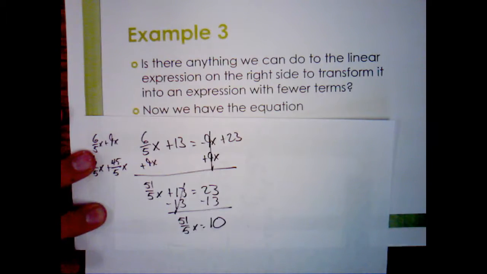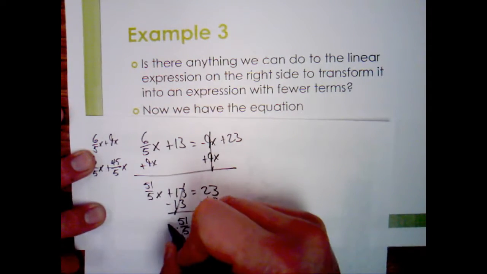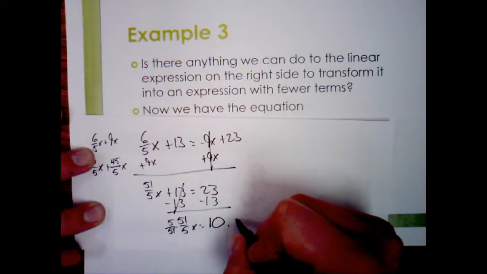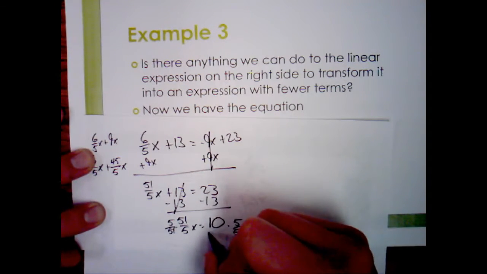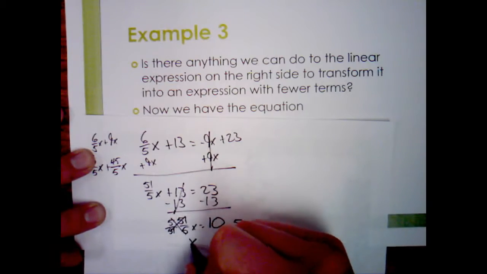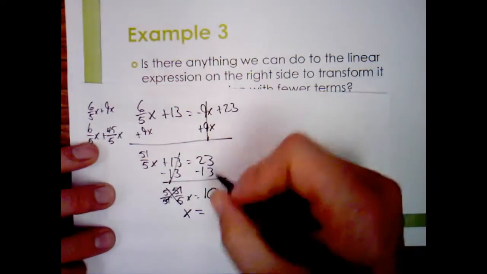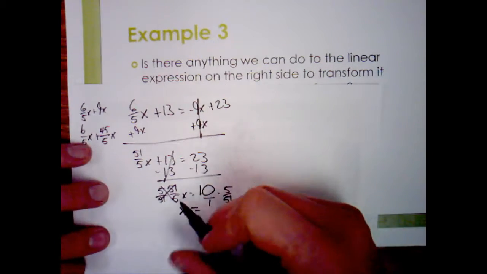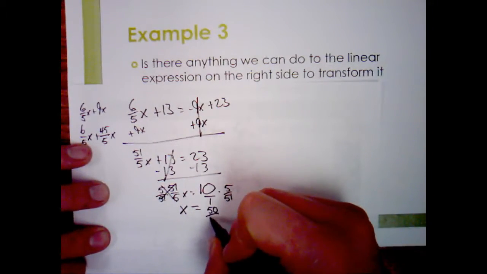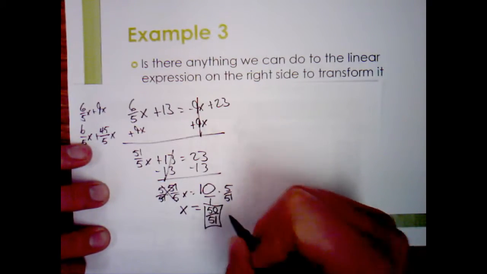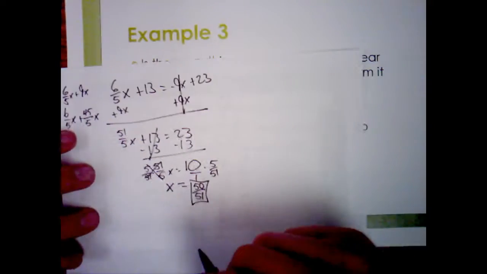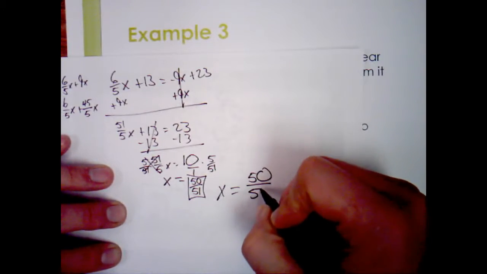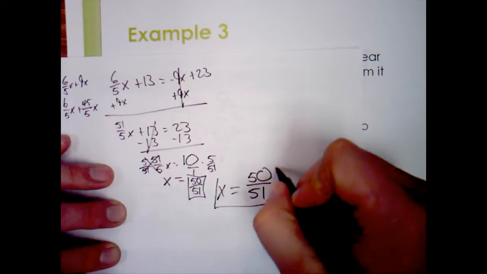Now, I multiply by the reciprocal to get rid of a fraction. So the reciprocal of 51 over 5 is 5 over 51. Multiply by 5 over 51. These cancel. X equals, now I can't cancel anything out with 51, so I just multiply across the top. X equals 50 over 51. 10 times 5 is 50. Let me write that a little bit bigger. X equals 50 over 51. That would be my answer.